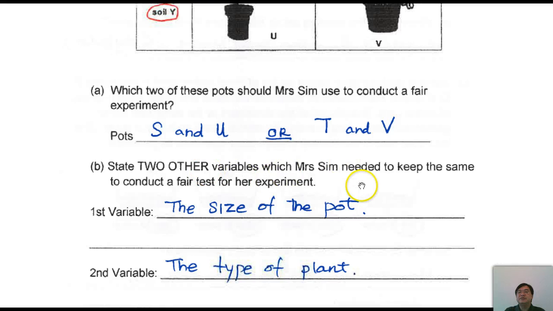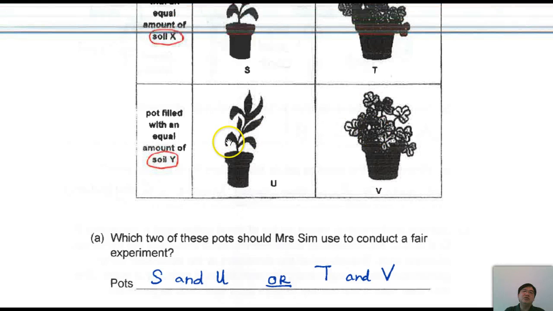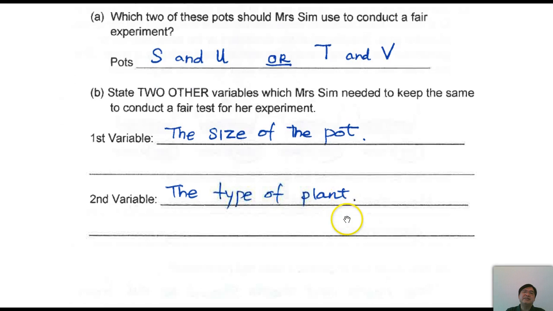Now, 2 other variables Mrs. Sim needed to keep the same to conduct a fair test for the experiment. Remember, the size of the pot must be the same. Now, you can't have this like this, right? Neither can you have U and T. Why? They have 2 variables that are different. If you have U and T, then the pot is different. What are we comparing? And the soil is also different. It's very difficult to compare. There's no fair test. Therefore, the size of the pot must be the same, and the second variable, the type of plant, must be the same.